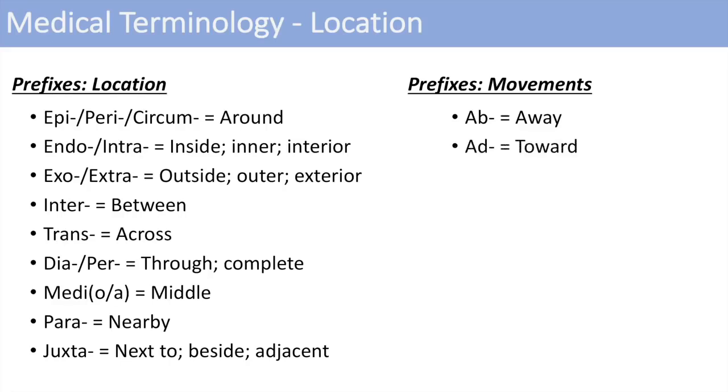The next one is ad, which means toward. Adducting your arms means bringing your arms in toward your body. That's adduction. The next one is dis, and that means to separate. So just think of displace. You're separating something out or separating things.